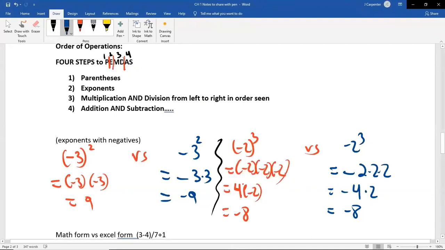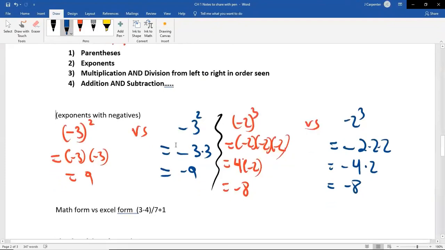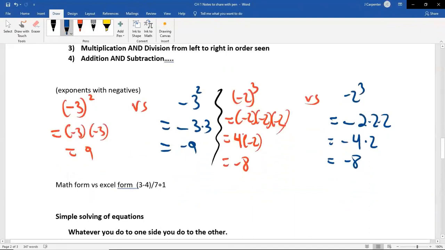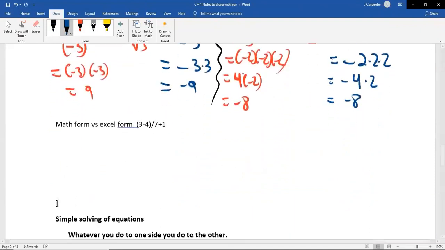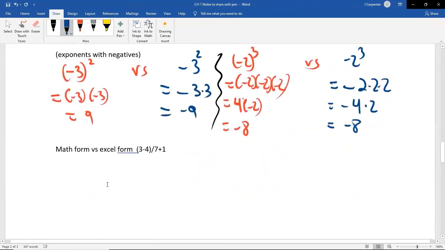4 steps in PEMDAS. Exponents with negatives, a parentheses versus not having a parentheses. It matters whether it has it or not because it will tell you whether to repeat the negative or not. How about this? Math form versus Excel form. This is really just kind of an algebra review section for the most part, but with a little dash of Excel use thrown in.